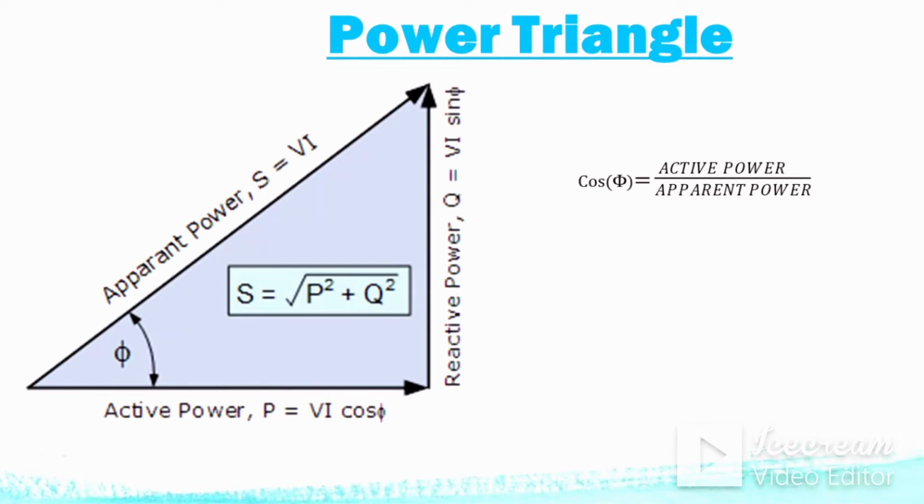When an active component of the current is multiplied with voltage, it gives you the active power, whereas the reactive component, when I sin phi is multiplied with voltage, it gives you the reactive power. Here phi is nothing but the power factor angle, which is actually the ratio of active power to the apparent power.